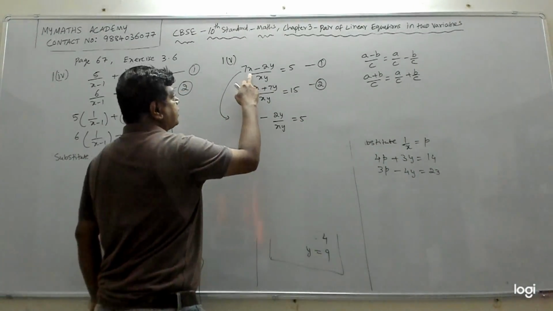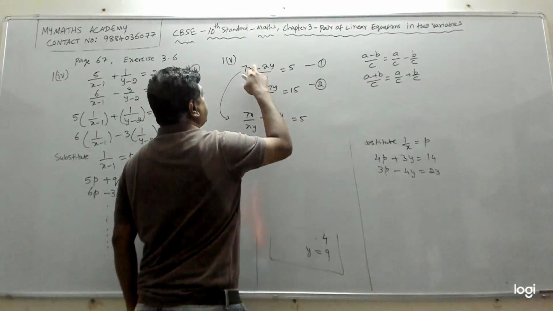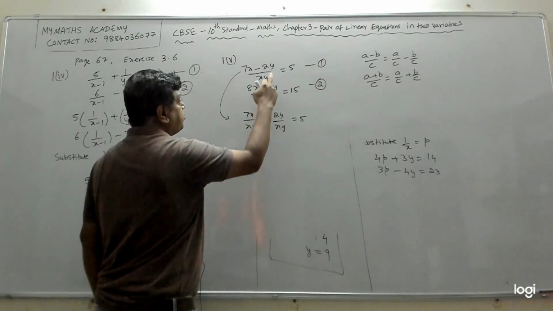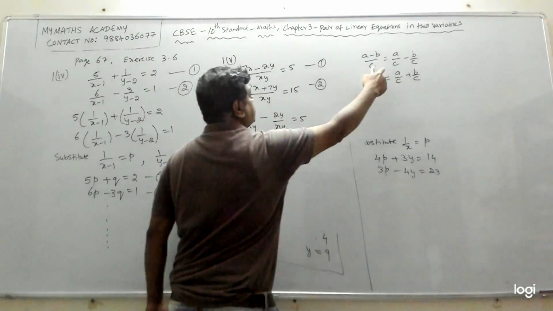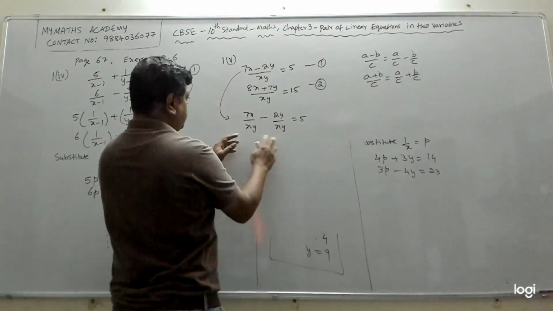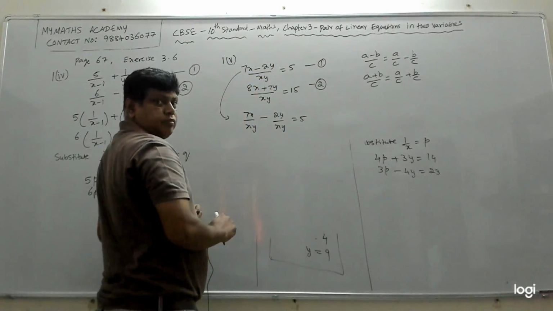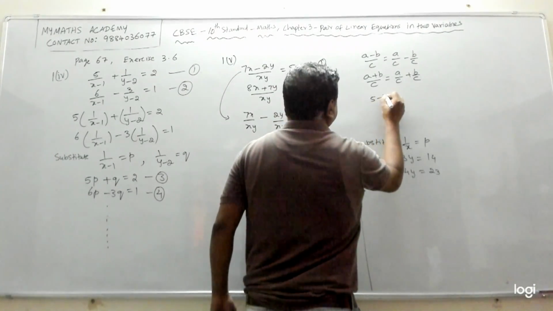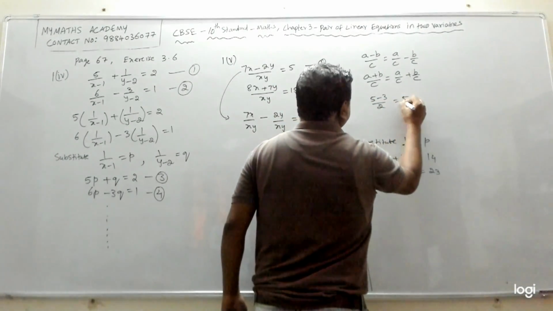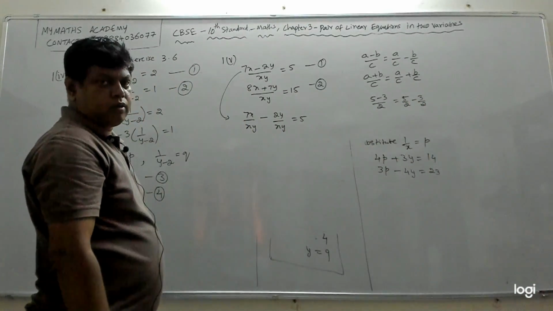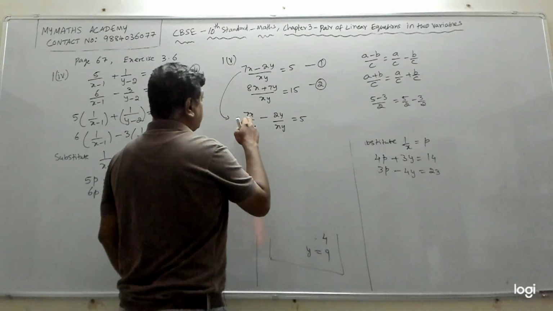So you can think of this as a minus b by c, which I can write as a by c minus b by c, equal to 5. Once I break this into 2, if you add them you will get back this. For example, if you have 5 minus 3 by 2, you can write this as 5 by 2 minus 3 by 2. And 5 by 2 minus 3 by 2 is 5 minus 3 by 2. Anyway, so we have broken it.